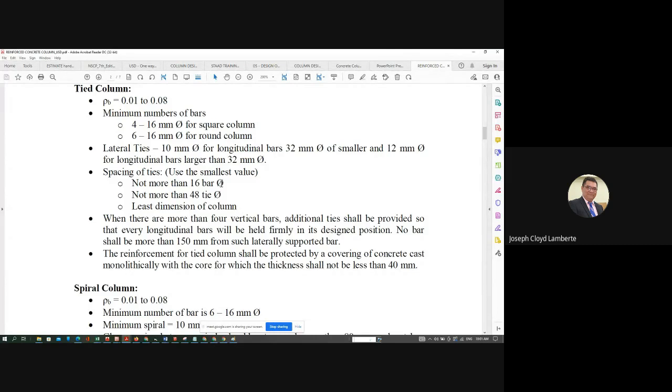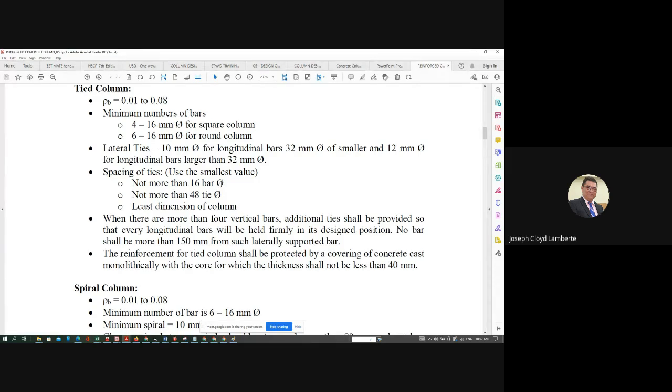Least dimension. If it is a rectangular, so na siya least dimension, no? Ayang width, ana. Kung square, ang iyang side. Kung circular, iyang diameter. So the least dimension.